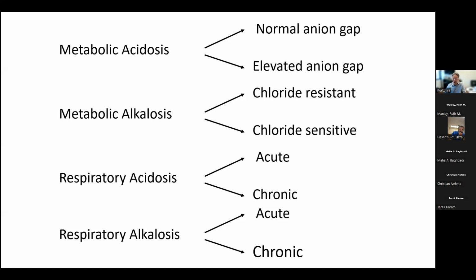Respiratory acidosis, we don't divide up by anion gap. We don't divide up by chloride sensitivity. We don't use the word compensated. We talk about a temporal subdivision. And that, I agree, doesn't make sense. We should call the chronic compensated and the acute not compensated, but it didn't evolve that way in the English language because of papers that were written in the 60s, 70s. So we're left with that.